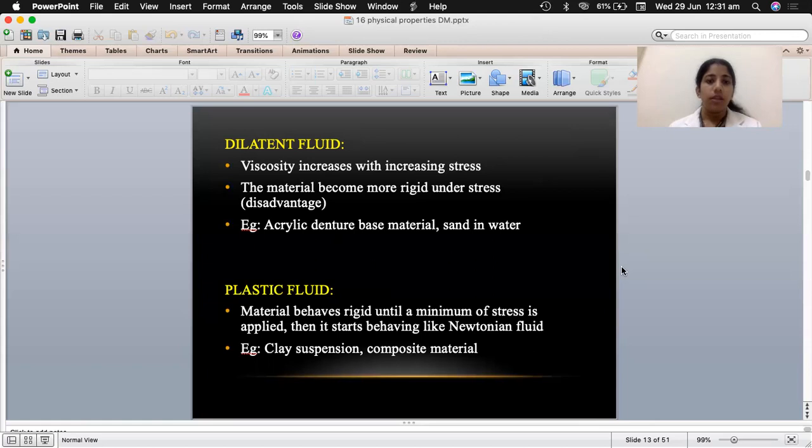Then plastic fluid: the material behaves rigidly until a minimum stress is applied. Then it starts behaving like a Newtonian fluid. An example in dentistry is composite restorative material.